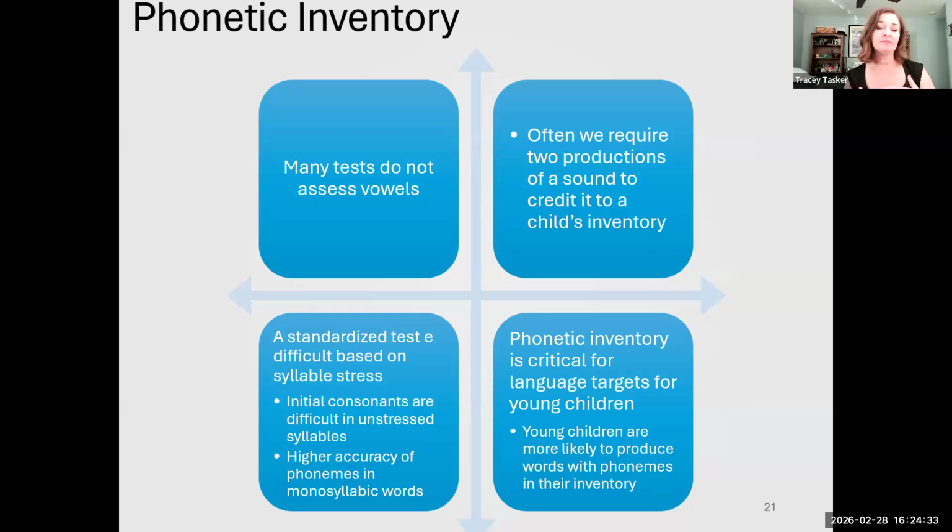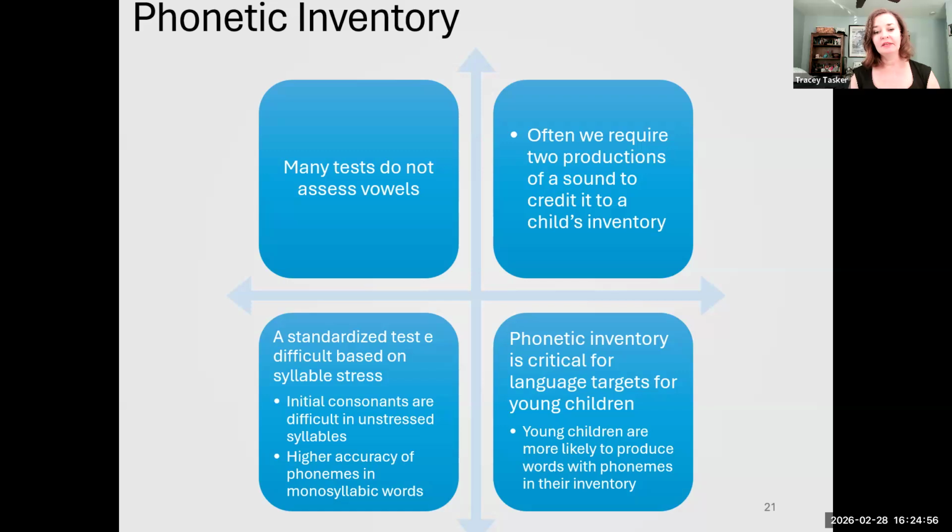Another problem with some of the articulation tests is they don't assess vowels. Some of them have you transcribing vowels, but they're not scoring it. So it's important, especially for younger children or a child who is distorting their vowels, so a child who has a motor speech disorder, that we're looking at vowels for particular populations.